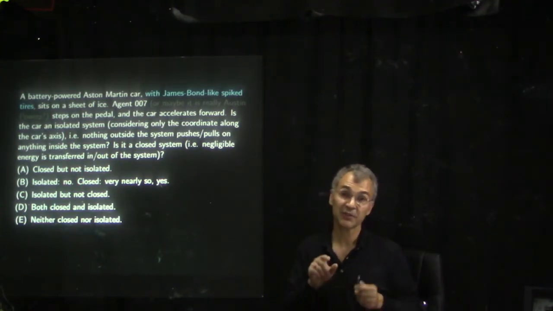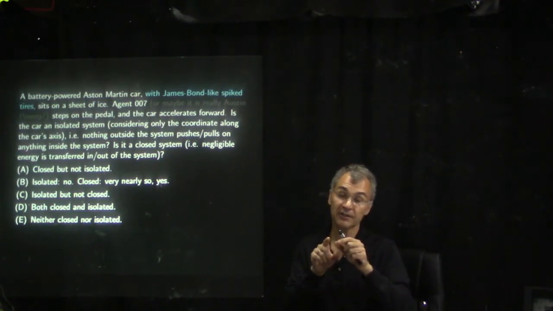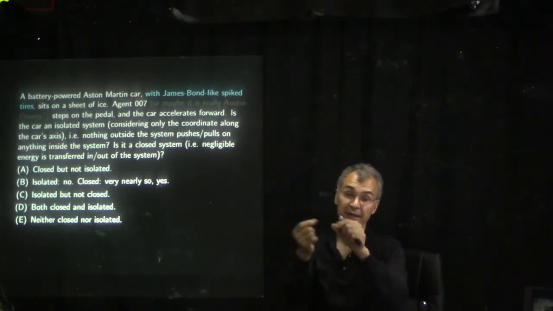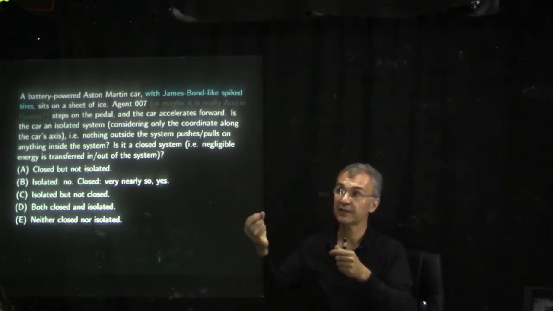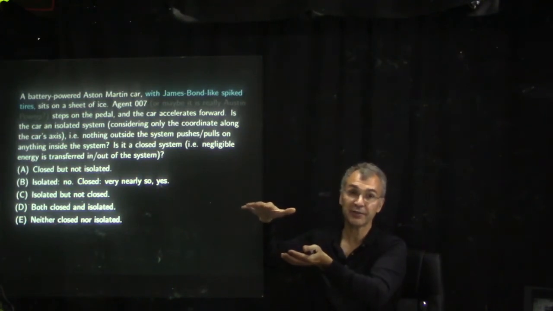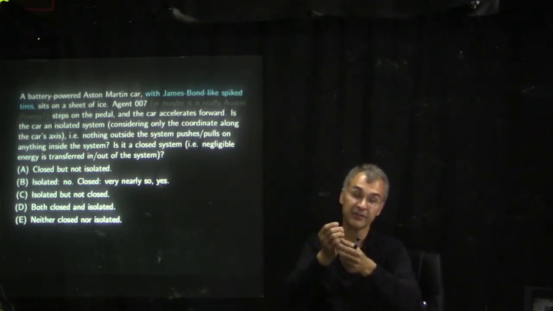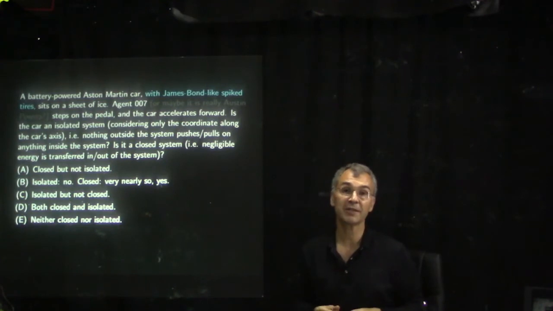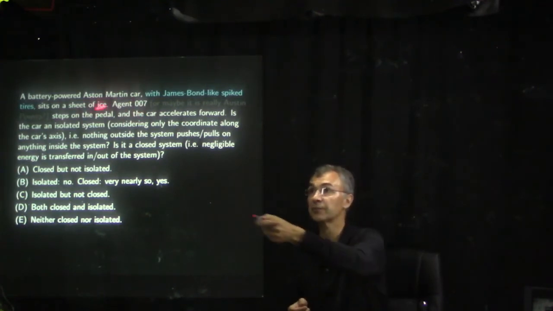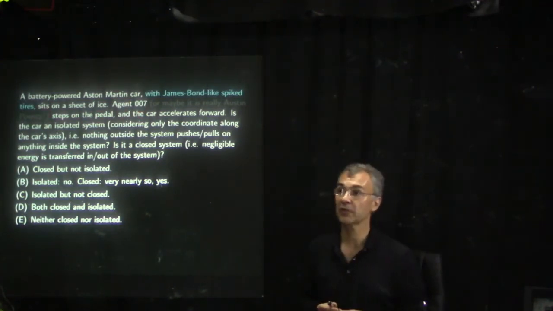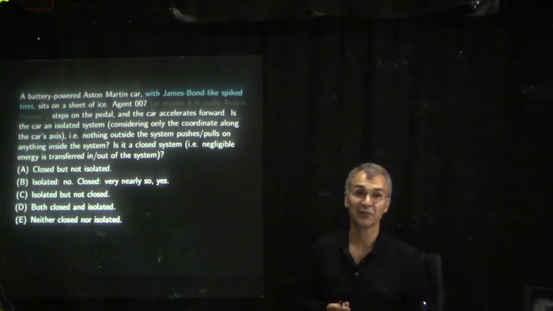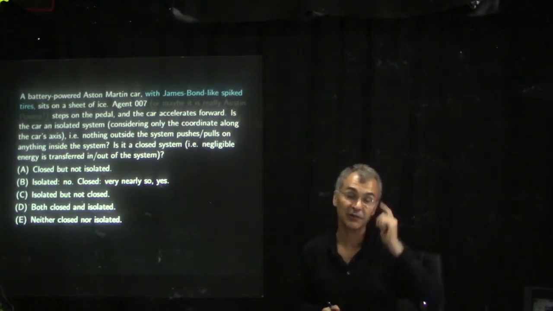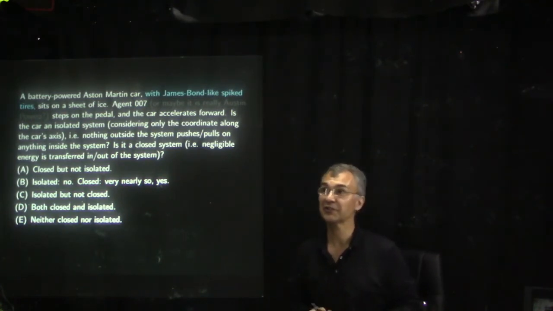Now, you see, there is energy flowing out of the battery. The battery has stored chemical energy, and that energy is being converted into the kinetic energy of the car. So you have the internal energy of the battery decreasing, and the kinetic energy of the car increasing. But all of that is happening within the boundary of this system which consists of the car. So I like B here, bravo. Isolated, no. Closed, very nearly so, yes. So you have to kind of use your lawyer-like brain for this.